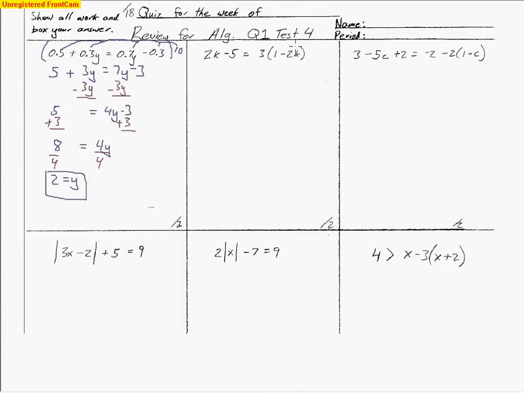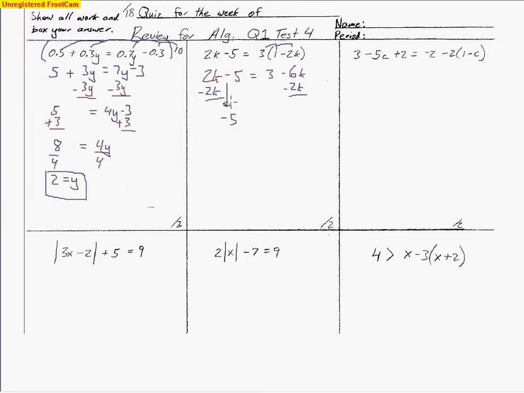Well, the next problem involves an equation with some parentheses. So I'm going to eliminate those parentheses using the distributive property. So I'm left with 2k minus 5 equals 3 minus 6k. So from this point, I can go ahead and start moving some terms. I'll go ahead and subtract that 2k from both sides. And when I do that, I'm left with this negative 5.